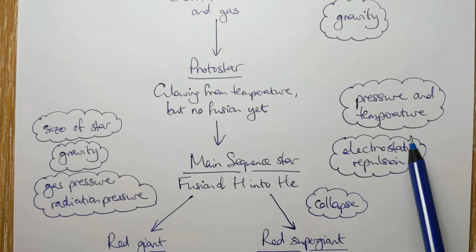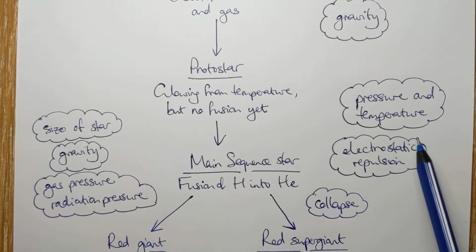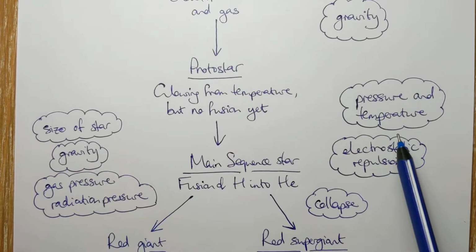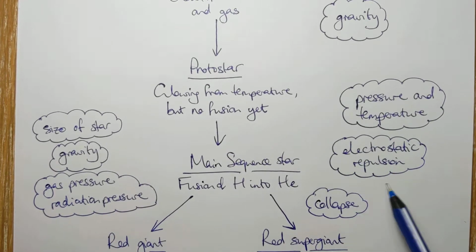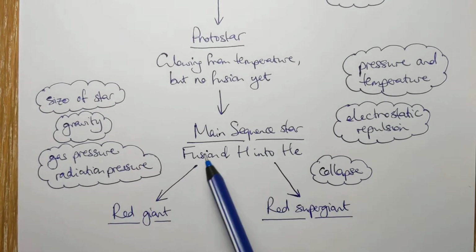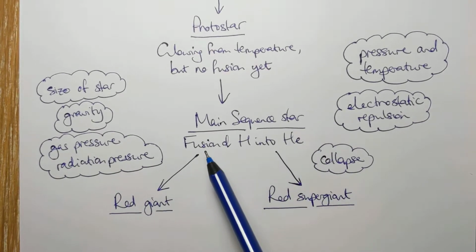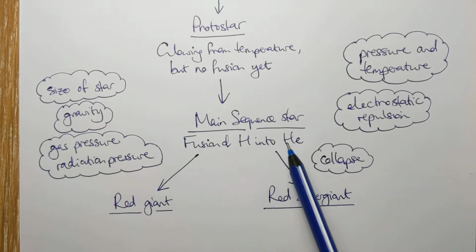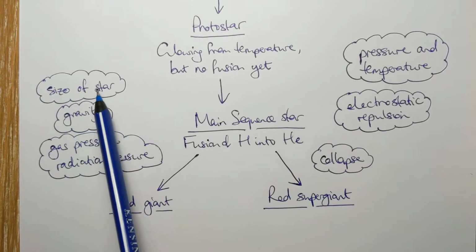Why don't they want to stick together otherwise? Because protons are positively charged and so they repel each other. So they have to be moving really quickly in order to get close enough together that they can overcome the electrostatic repulsion. That's what we say. Okay, and when they do, then fusion starts and you're now a main sequence star. The star has been born and it's going to be hydrogen fusing into helium.